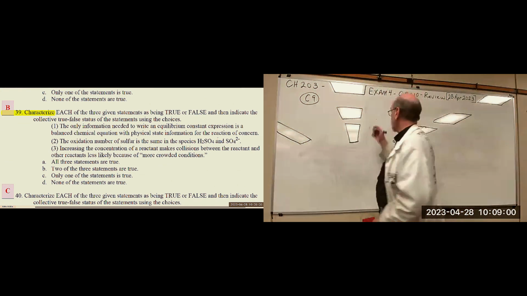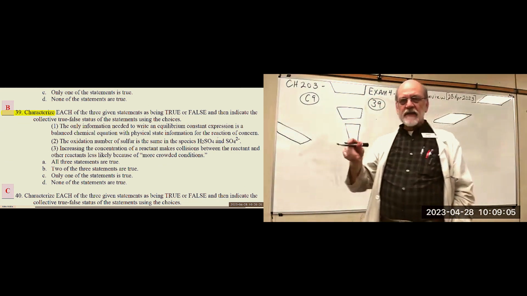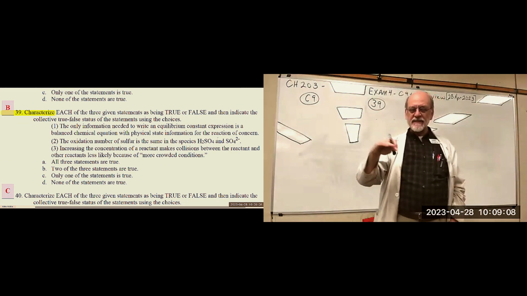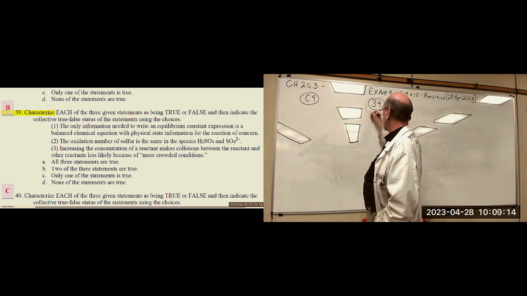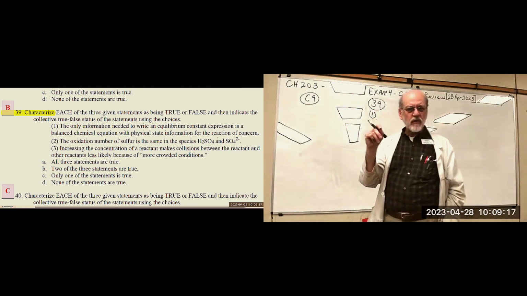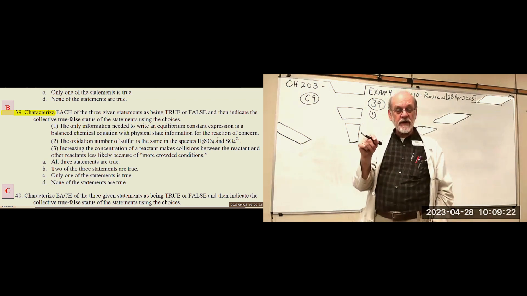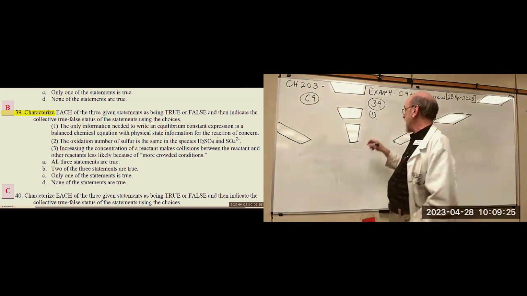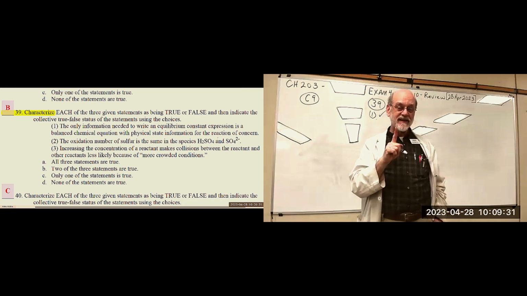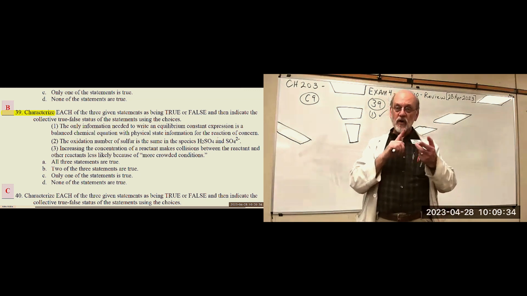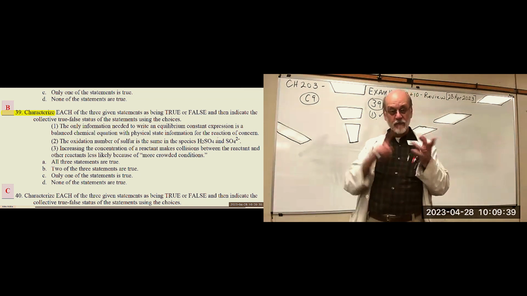39. This is one of those where we look at 3 statements and see how many of them are true. Right? Statement 1. The only information needed to write an equilibrium constant expression is a balanced chemical equation with physical state information for the reaction of concern. That is absolutely true. All you need is a balanced equation, and you need to know the states so that you don't put solids or pure liquids in there. Only gases, only solutions. Okay, 1 is true.